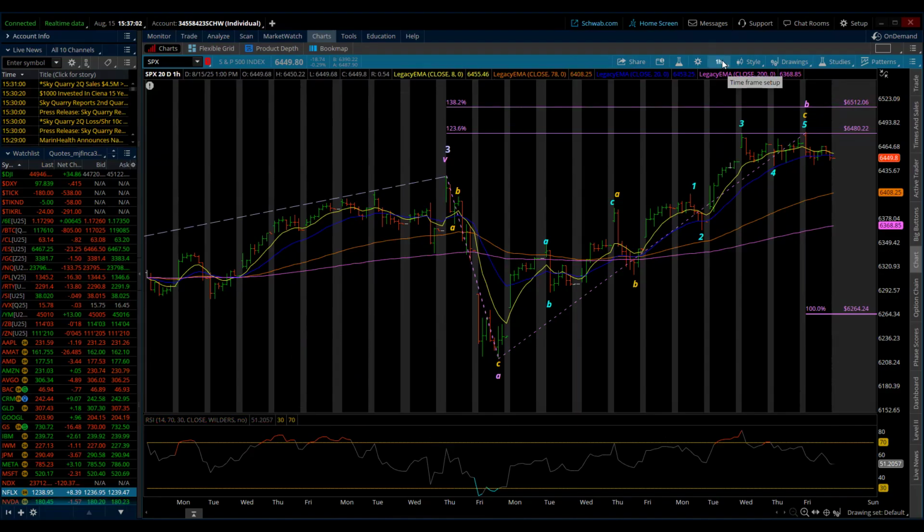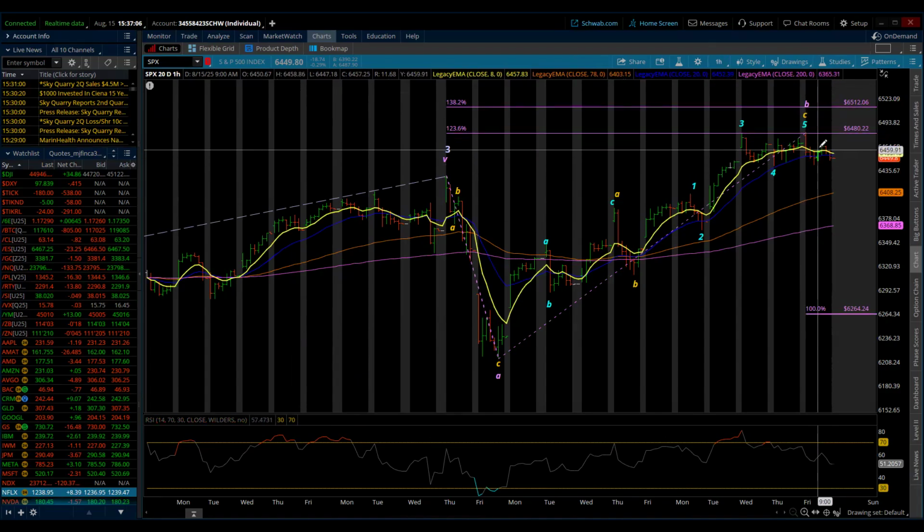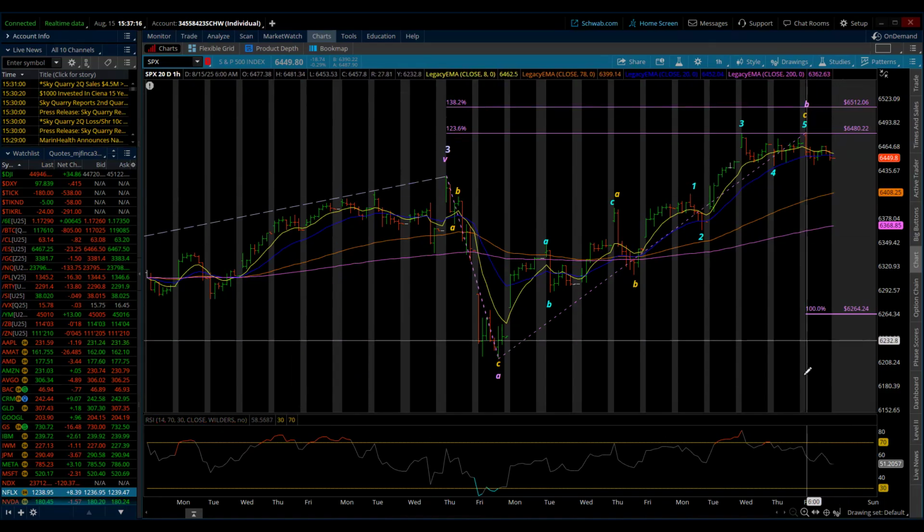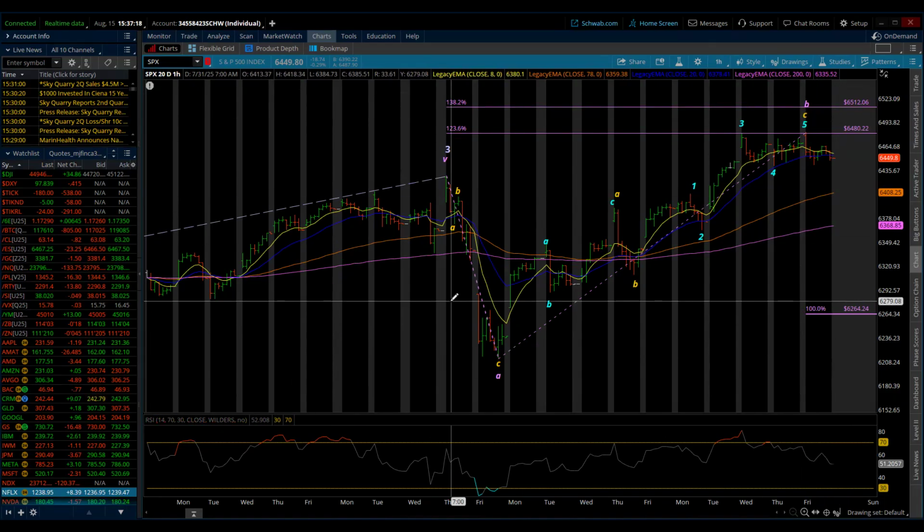We're going to go out to the 15-minute chart in a moment, because what I believe we're doing is a 1, 2, and we're coming down in a 3. And that's just the first 5 down to kick off this C wave. So what are the expectations of the C wave?